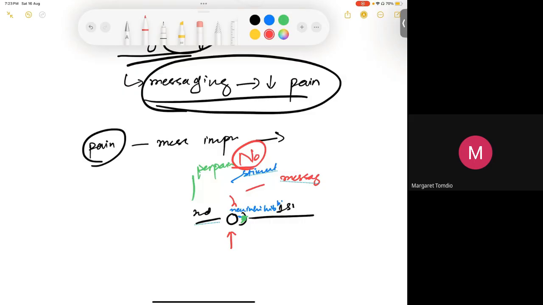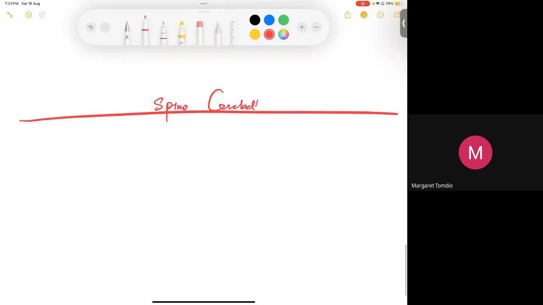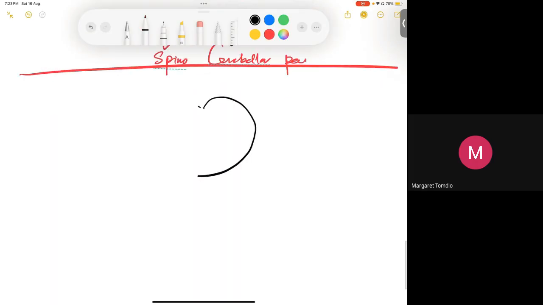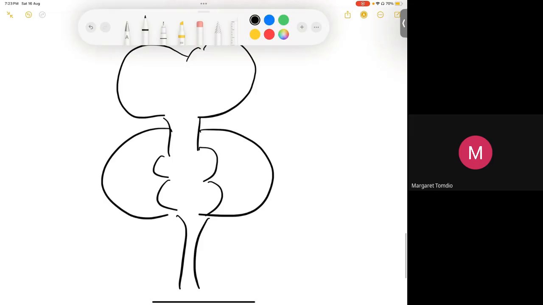Yes. Okay, so let's discuss some other pathways, the spinocerebellar pathways. What do we mean by spinocerebellar pathways? It means that these tracks or pathways come from the spine and enter into the cerebellum. As we discussed, for example, if this is your brain, midbrain, pons, medulla, spinal cord, here we have our cerebellum. Am I right?